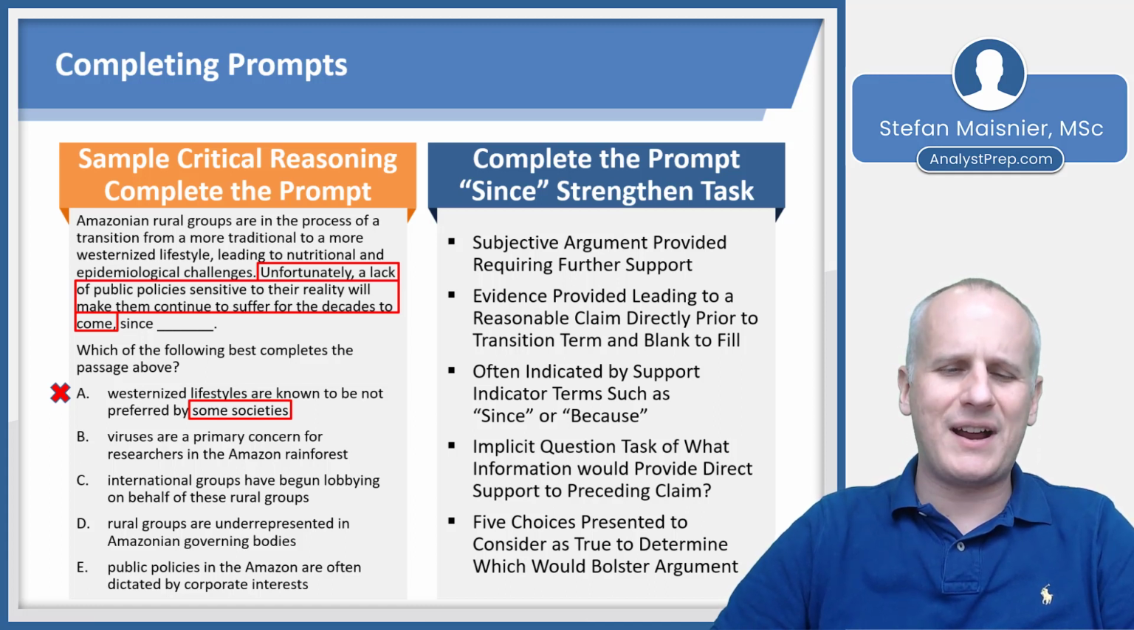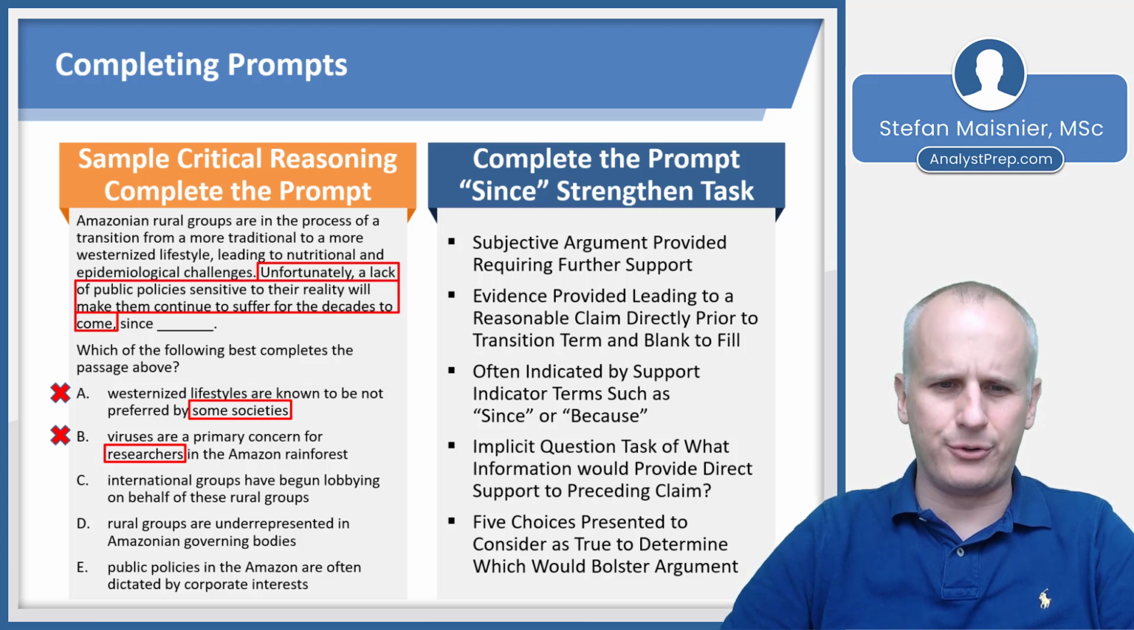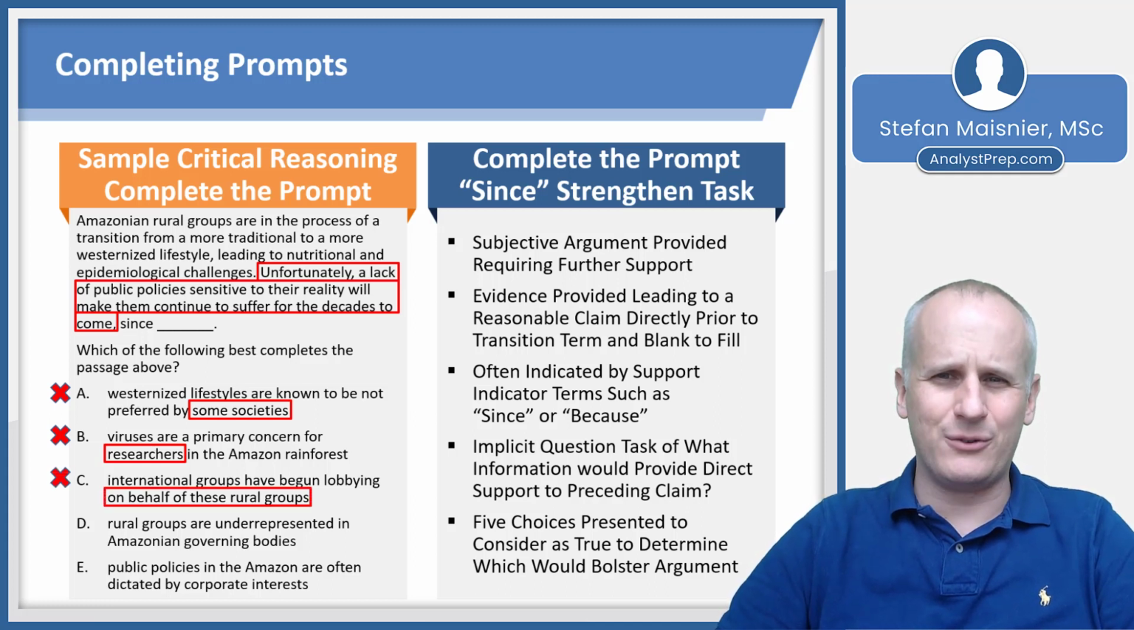Then choice B, viruses are a primary concern for researchers in the Amazon rainforest. Well, that's great, but now we've introduced this new variable of researchers that requires additional information and doesn't definitively affect the Amazonian rural groups who are going to be struggling here. So we can eliminate choice B. Then international groups have begun lobbying on behalf of these rural groups. Well, if the international groups are lobbying on their behalf, then it seems like someone is sensitive to their reality. So that's going to be a reversal. It actually weakens the conclusion.